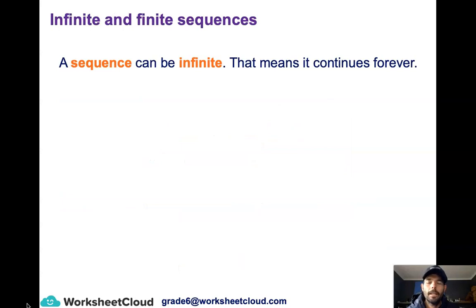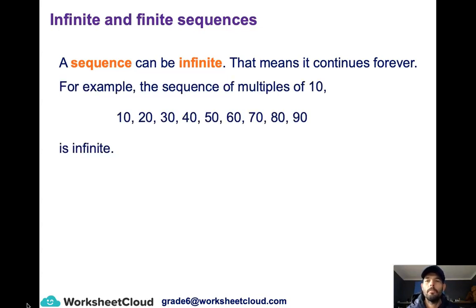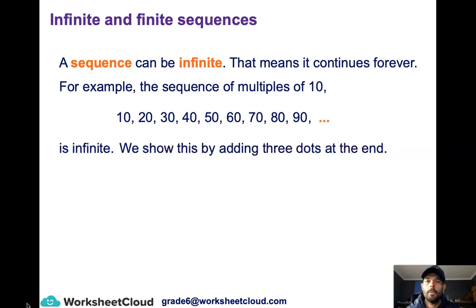We get infinite and finite sequences. An infinite sequence is one that continues forever. So for example, the multiples of 10 go on forever. That means that sequence is infinite, and we show this by using 3 dots at the end.